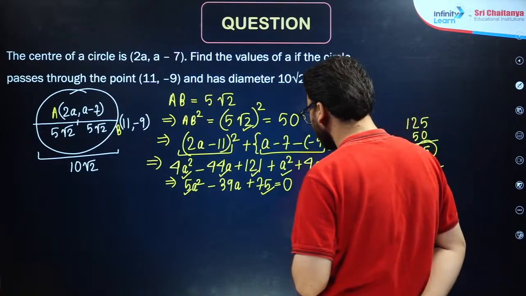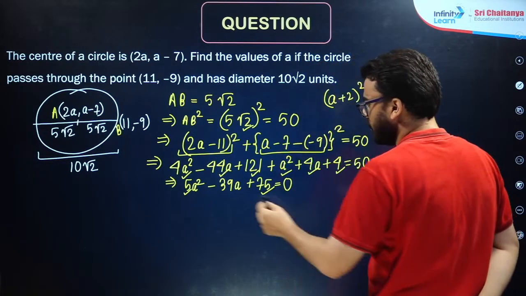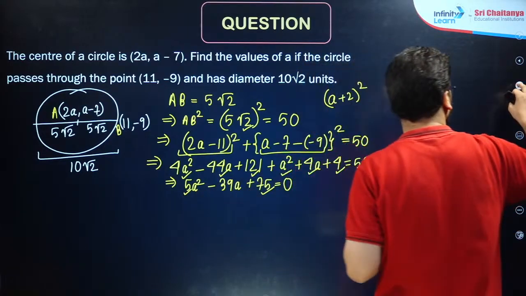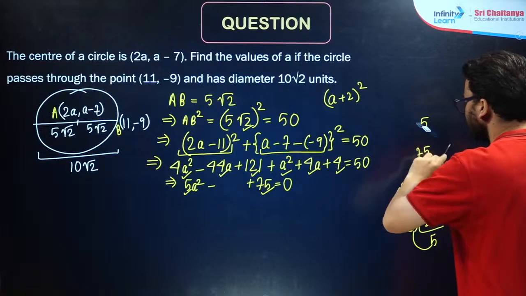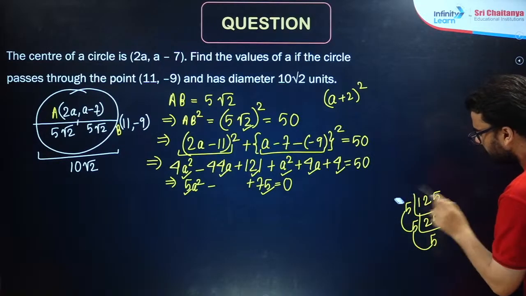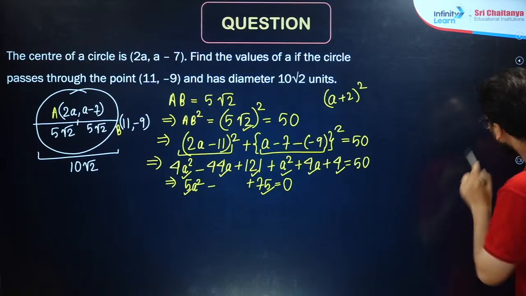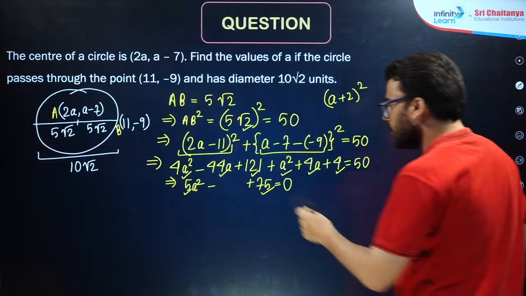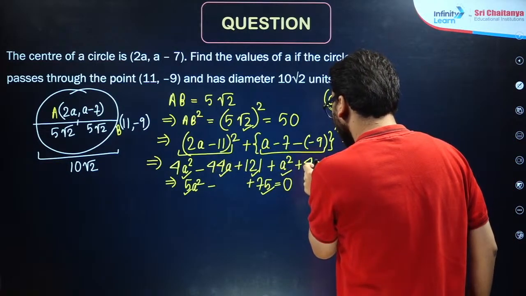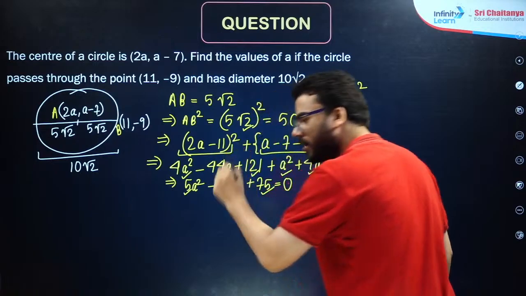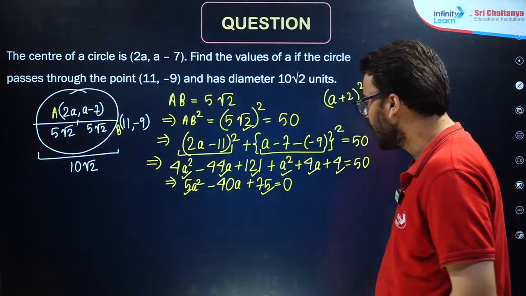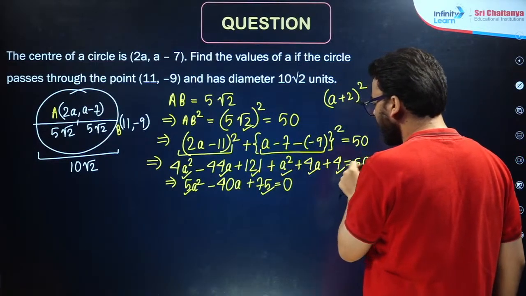oh my God, I did a small mistake, right? So this is 5a square and over here you will get this. You see this. This is a calculation mistake over here. Let me check that quickly. So minus 44 plus 4a will be what? Minus 40a. Correct. Now this is correct, minus 40a, and then this is 125, then 75.